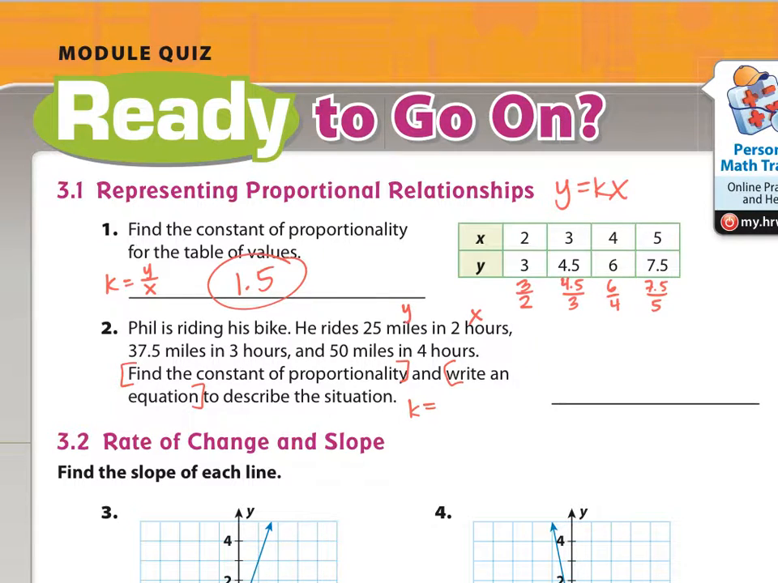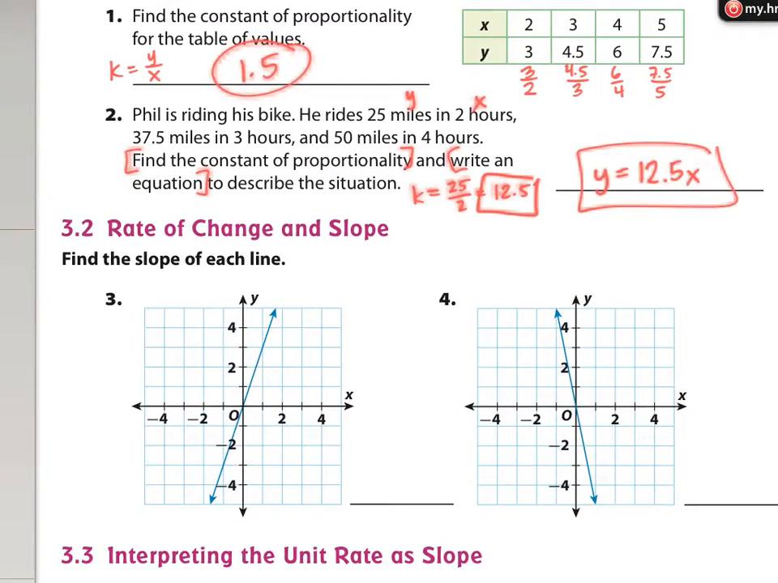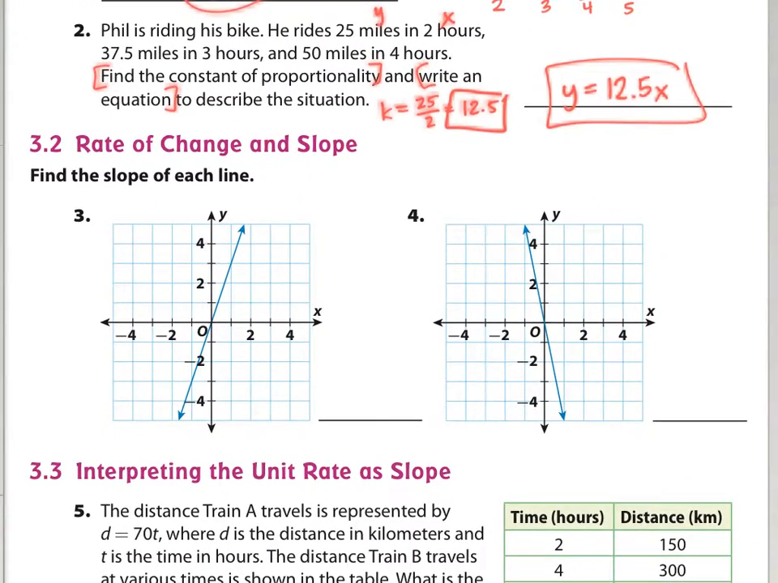So we're doing 25 miles divided by 2 hours, and that's going to give us 12.5. If I did 37.5 divided by 3 here, or 50 divided by 4, I still get 12.5. So it's going to be the same regardless of what you do. So our equation is y equals kx, or y equals 12.5x. So here's our equation, here's our constant of proportionality, and we're done. Okay, go ahead and pause the video for this one. Number 3 and number 4. Take about 2 or 3 minutes to do this one before you continue.